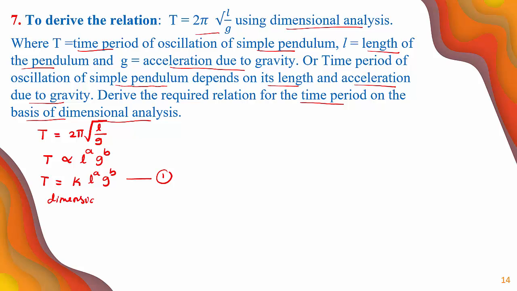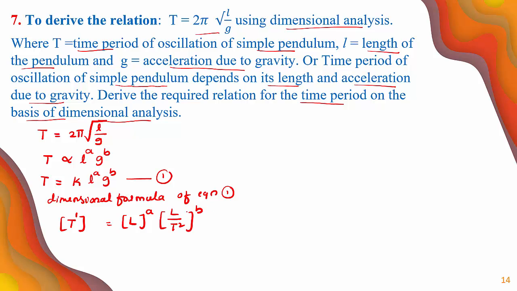So writing dimensional formula of equation 1. Yes, T is time period, time interval. So we can write simply T dimensional formula. T raised to 1 is equal to, K is dimensionless, leave it, L into G. L means what? Length. L raised to A. Then G is acceleration due to gravity, L by T square raised to B. Or we can write here m raised to 0, L raised to 0, T raised to 1.